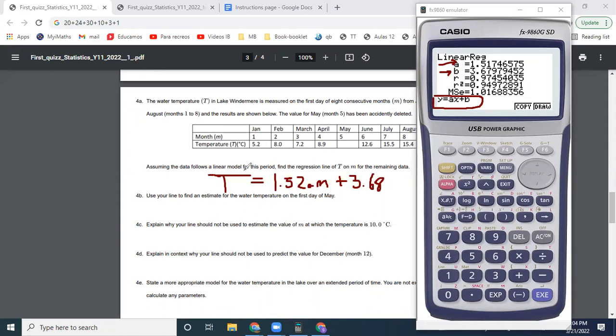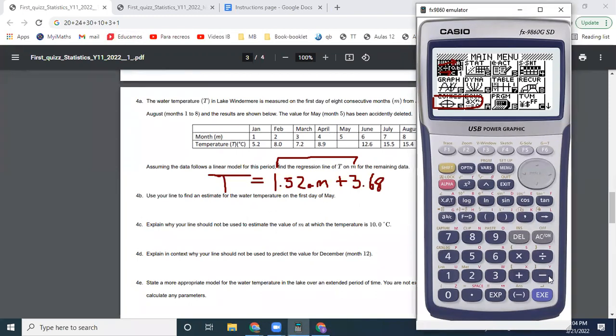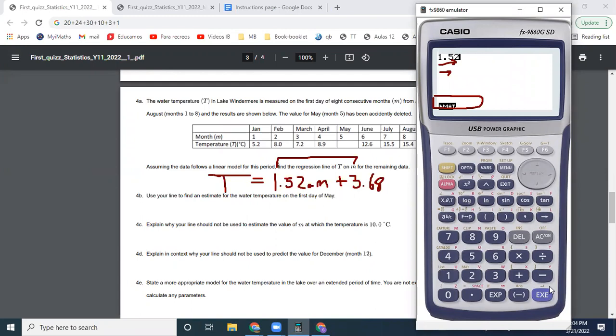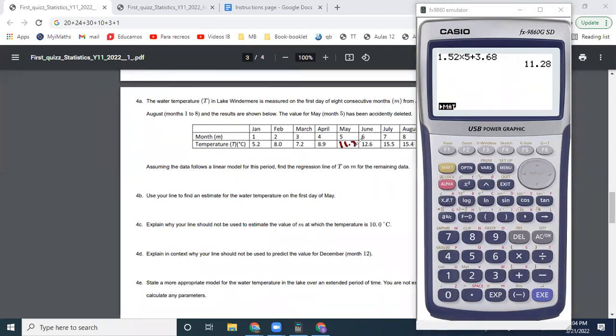Find the regression line, then the answer is T is equal to 1.52 times M plus 3.68. Use your line to find an estimate for the water temperature on the first day of May. So the only thing we must do is replace the M with the value of this month, which is May, which is 5. So we just do 1.52 times 5 plus 3.68, and the answer is 11.28. Okay. So to 3 significant figures, we will write 11.3.